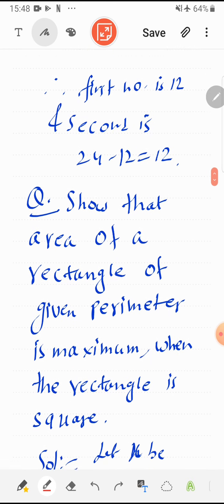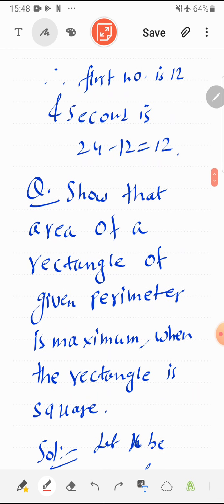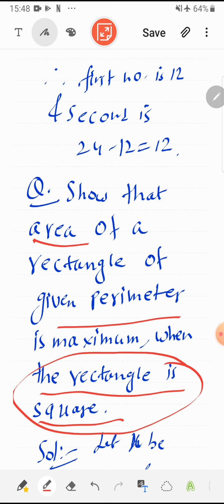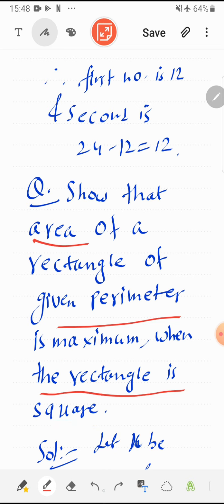Now this is a different one from mensuration. Show that the area of a rectangle of given perimeter is maximum when the rectangle is a square. Now students, again we have to be very careful. What is given here? Perimeter. This is fixed. What we have to maximize? Area. And also we have to prove something else, that the rectangle is a square. So don't take tension about this extra activity. This we will see later on in the question, but first we will target what is fixed and what we have to maximize or minimize.